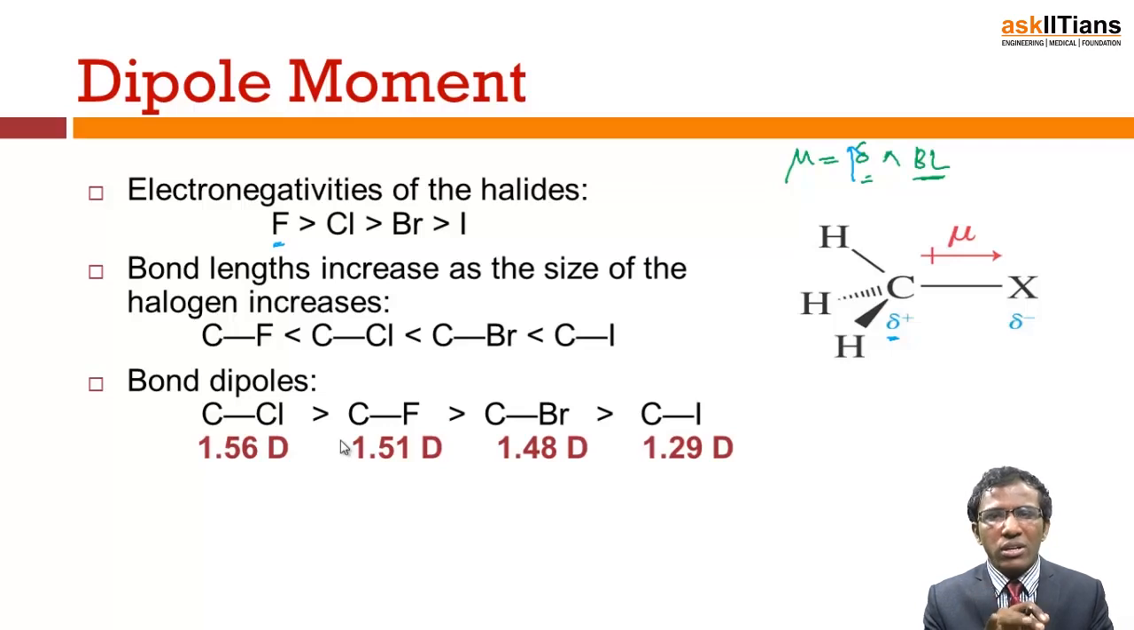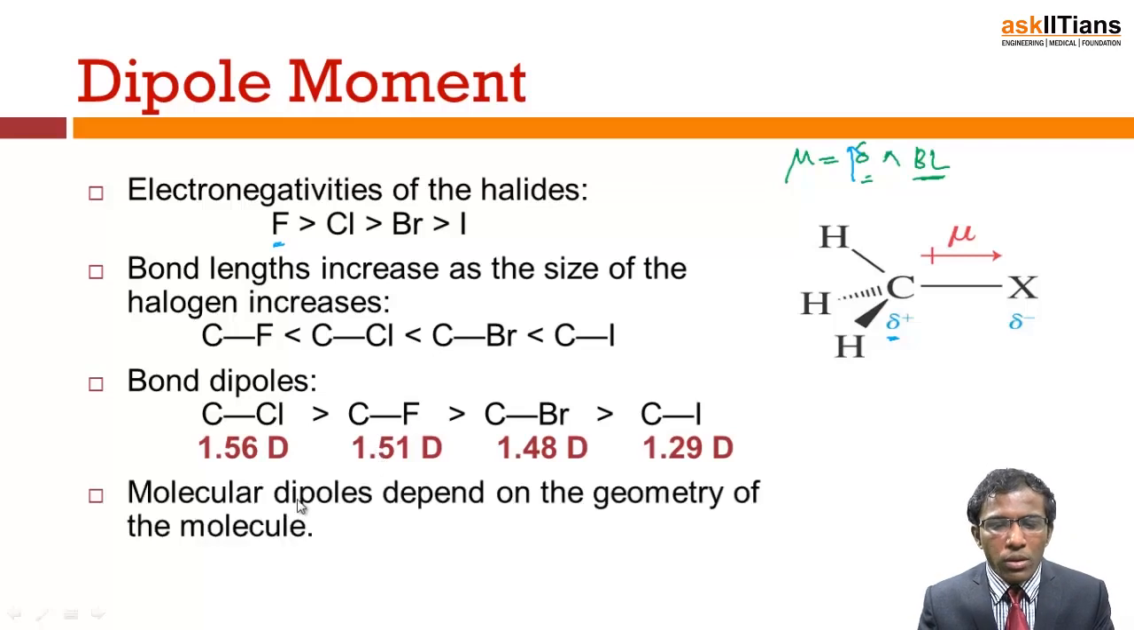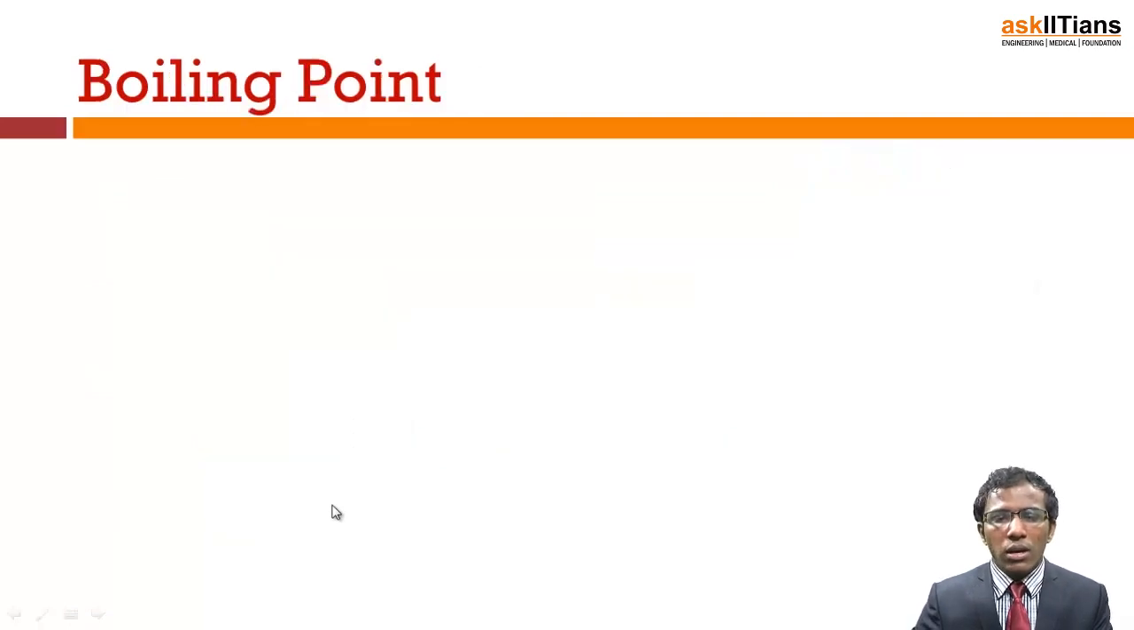So we expect fluorine at the top of the table, but chlorine occupies the top, and the fluorine will be the next highest dipole moment. The molecular dipoles depend upon the geometry of the molecule. This we know because it's a vector quantity, so the resultant dipole moment will be the vector sum. Okay, so this is about the dipole moment of the alkyl halides.